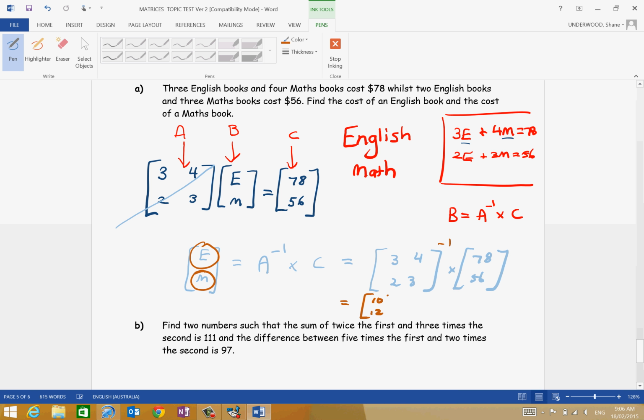We're not done yet though. State the answer. It's saying find the cost of an English book and the cost of a maths book. Write out in words, please. The cost of an English book is equal to $10, and you can do the rest. The cost of a maths book is equal to $12.